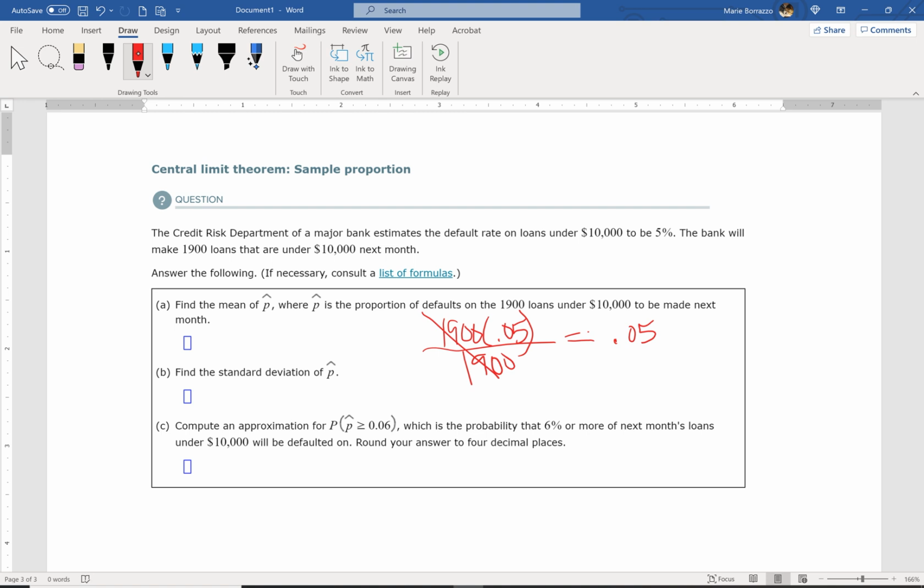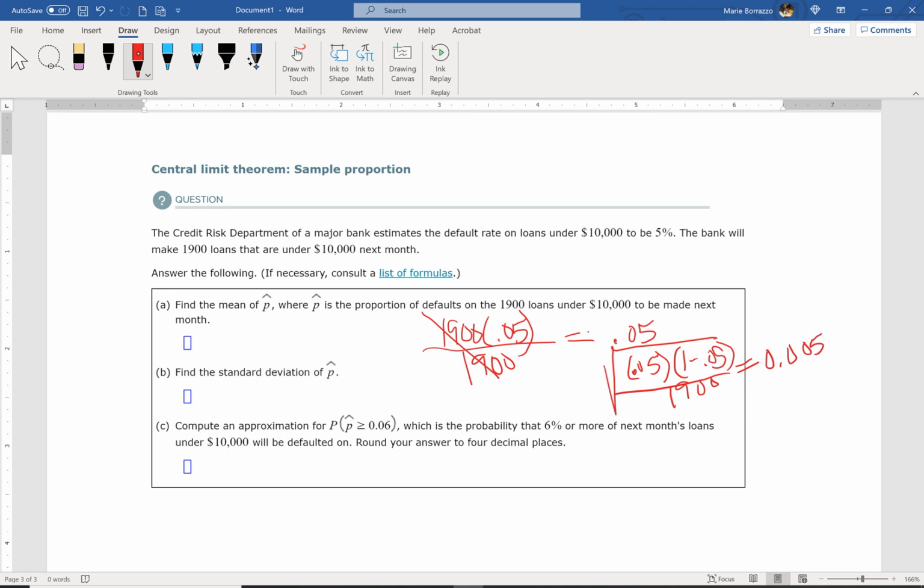Find the standard deviation of p hat. Remember, the standard deviation is going to be the square root of the p hat, 0.05, times the q hat, which is 1 minus 0.05, and all of that over 1,900. When you do the math for this one, I believe I got 0.005.